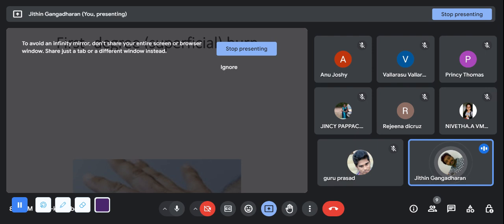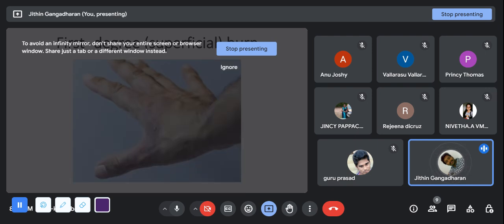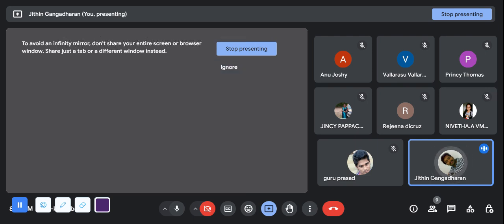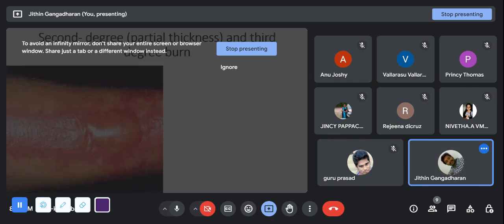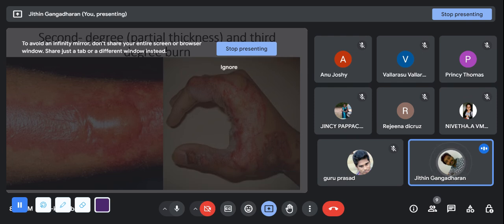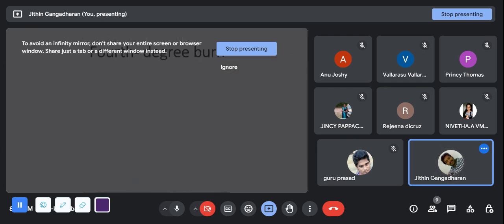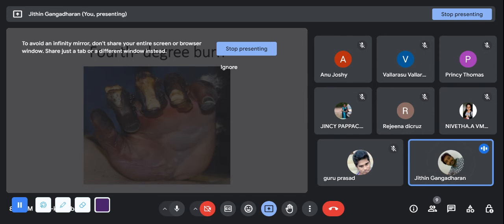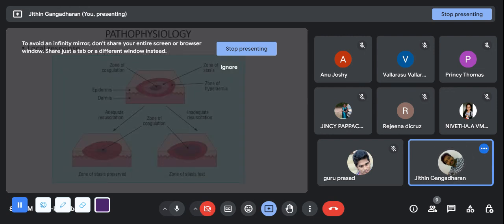Now, first degree superficial burns. This is a first degree superficial burn. Second degree: blisters are forming. Fourth degree burns, then an electrical burn. This is an example of an electrical burn. The bones are involved. Now, what are the local responses that happen in the pathophysiological conditions?